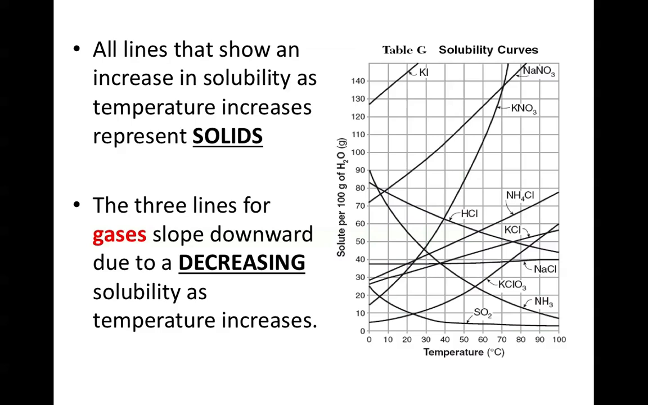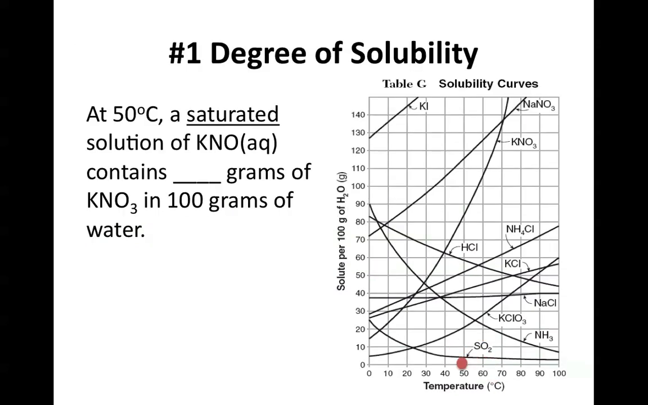However, there are 3 lines that slope downward due to a decreasing solubility as temperature increases. And if you think back to a concept earlier in this unit, we talked about how gases have a decreased solubility as temperature goes up. So if we look at the chart, we have HCl, that's a gas because it's sloping downward, NH3, and then SO2. So those are 3 gases that are shown on Table G, and you can indicate them by their lines sloping downwards.